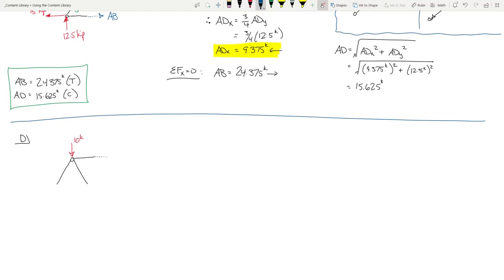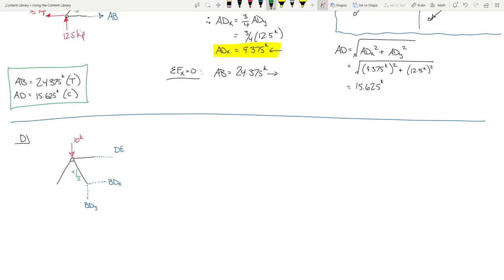We don't know this member. I'm going to call that DE. We don't know this diagonal here, so I'm going to call that BDX, BDY, at a 3 to 4 slope. But what about this member? Do we know this member? We just solved this member. This is member AD. We have those components.